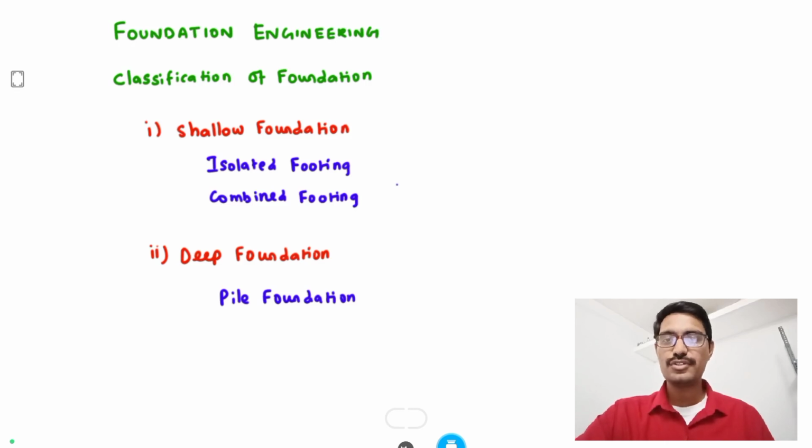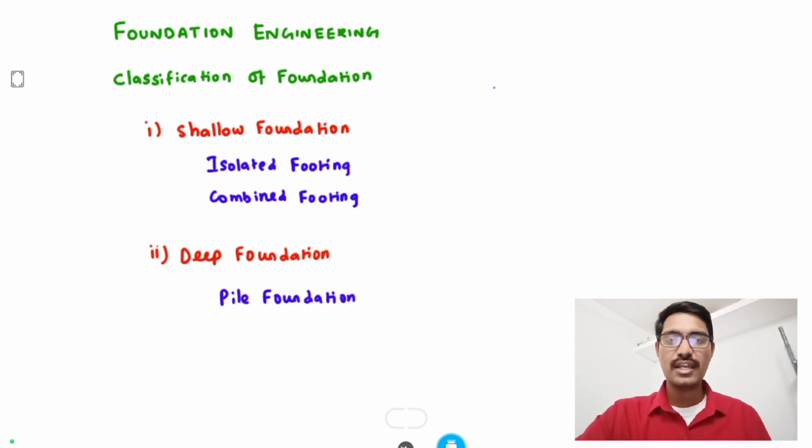Today we are going to see the lecture video regarding foundation engineering in the topic of classification of foundation. So now, first thing is we have to know what is meant by foundation. The foundation is the structure to transmit all the loads from the superstructure to the soil. Every structure's load is finally transmitted to the soil.